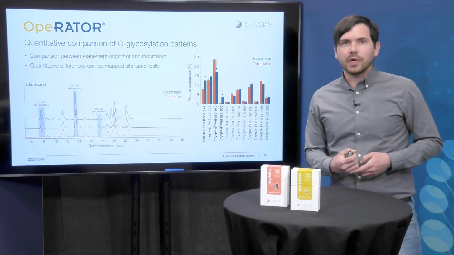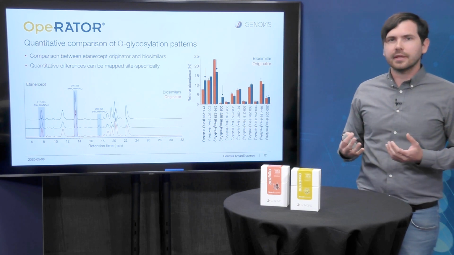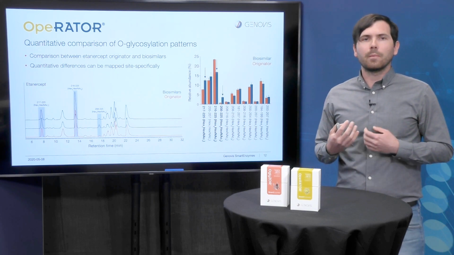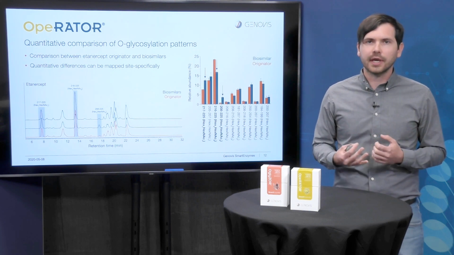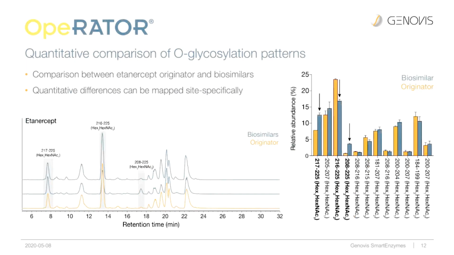It doesn't stop with this type of qualitative identification of O-glycosylation sites. You can also do quantitative comparisons. You can compare O-glycosylation patterns of a biopharmaceutical for comparability of batch to batch, for example, or like we've done here, between originator and biosimilars. So we've done the same workflow using the originator of etanercept and 2 biosimilars.